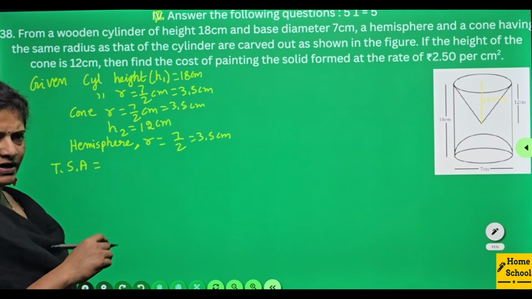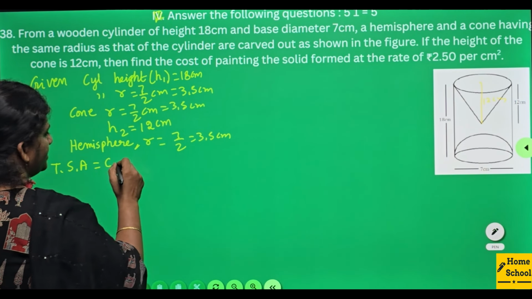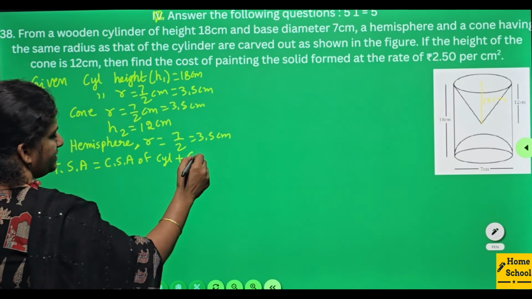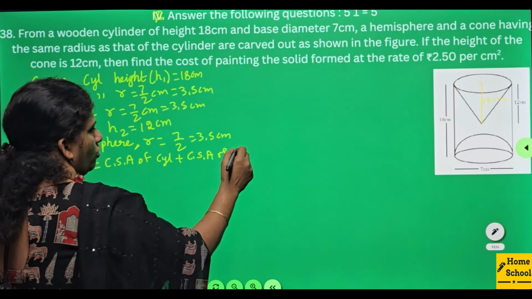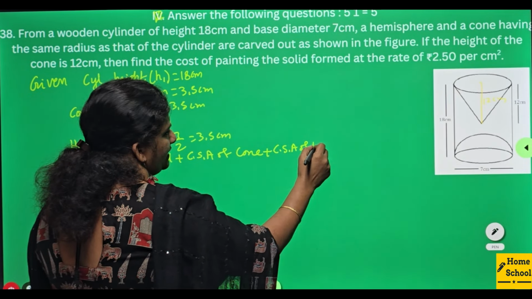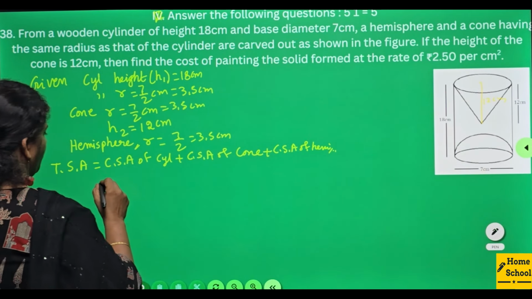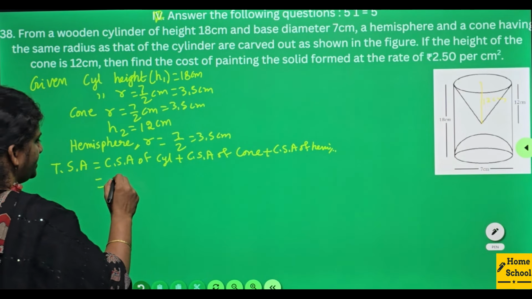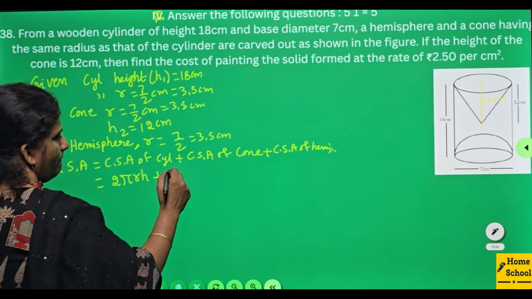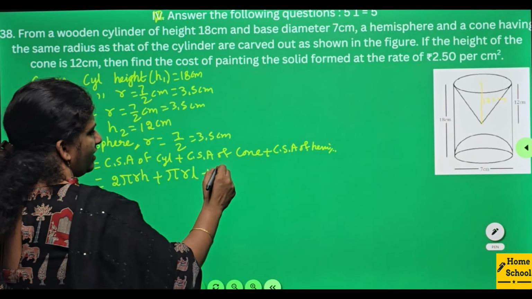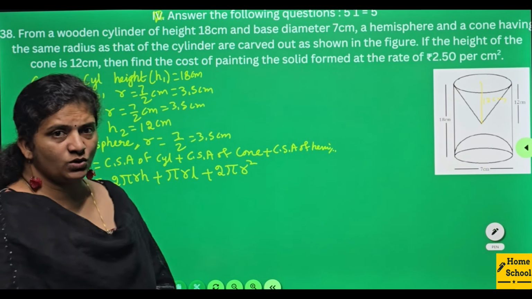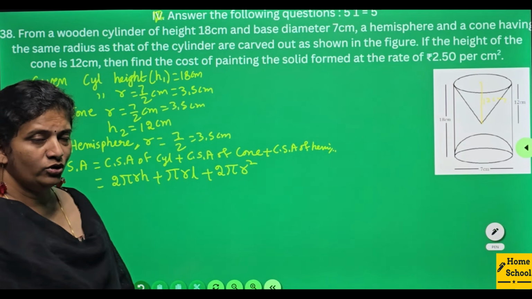What are all the figures you can see? That only you write here. CSA of cylinder plus CSA of cone plus CSA of hemisphere. CSA of a cylinder is 2 pi RH. CSA of a cone is pi RL. CSA of a hemisphere is 2 pi R square. By the way, what is cone slant height L? Do you know? We don't know.